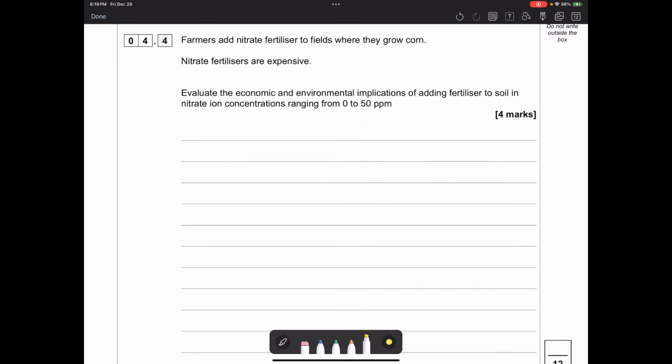Question 4.4. Farmers add nitrate fertiliser to fields where they grow corn, but nitrate fertilisers are expensive. Evaluate the economic and environmental implications of adding fertiliser to soil in nitrate ion concentrations from 0 to 50. So evaluate, so saying the effects, positive and negative, of economic, so that's money, and environmental implications of adding fertiliser to soil. So it's basically explaining the trends that you've just identified. So I would be thinking, right, economic, if I'm going to add more fertiliser, I want more crops. That works between 0 and 30.